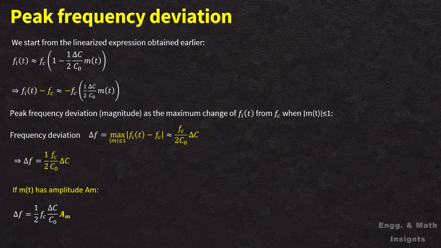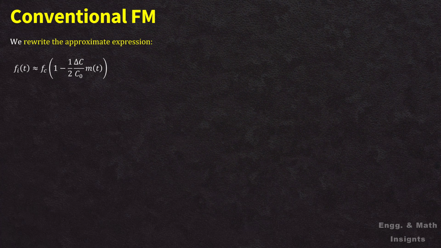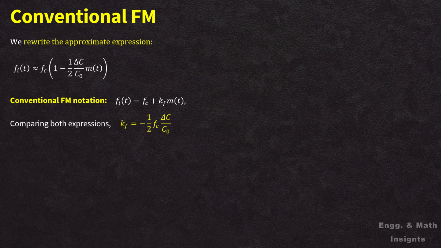Now let us see the instantaneous frequency in the conventional FM parameter. In order to do that, we will rewrite the expression of the instantaneous oscillator frequency f_i(t), which is equal to Fc into 1 minus half into del c by c naught into m(t). We can rewrite this expression of f_i(t) in the conventional FM notation, where f_i(t) can be written as Fc plus kf into m(t). Comparing both expressions, we can write the frequency sensitivity kf as minus half into Fc into del c by c naught. This minus sign indicates increasing the capacitance lowers the frequency. Magnitude is what matters for deviation.